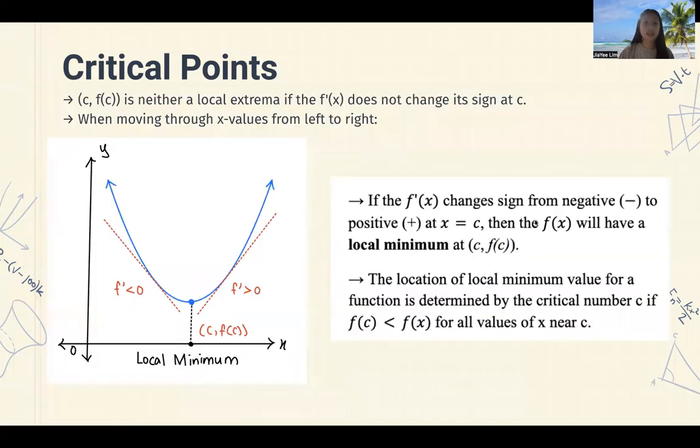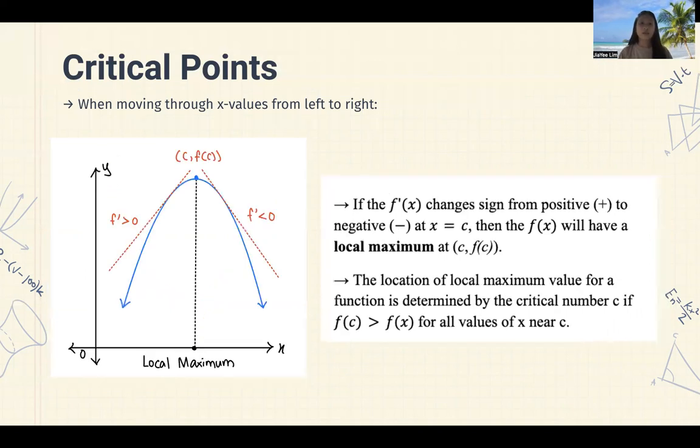So for critical points that do not change sign at the c value, which is the critical number, it is neither a local extrema. By looking at the graph below, when we are moving from left to right of the x value, the first derivative of f(x) will change its sign from negative to positive. This indicates that f(x) will have a local minimum at the critical point. And the local minimum is determined by using the critical number if the function of the critical number is smaller than the function of the neighboring x values.